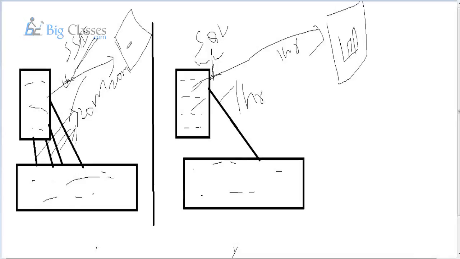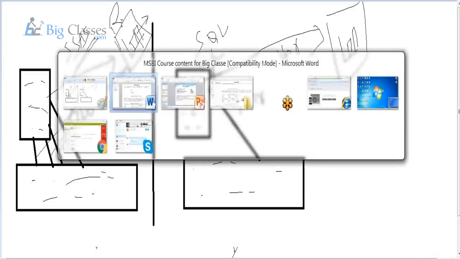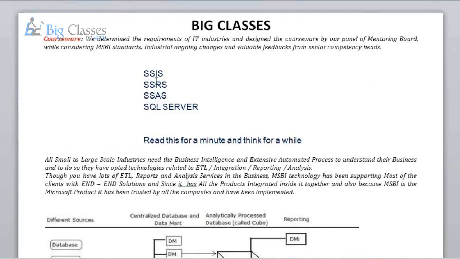So with that said, we have improved the performance, and we will see one small demonstration of how to connect the reporting service on top of SSIS. So this is all just a demonstration, a simple understanding of MSBI. Now let us see in our classes what we are going to look at.